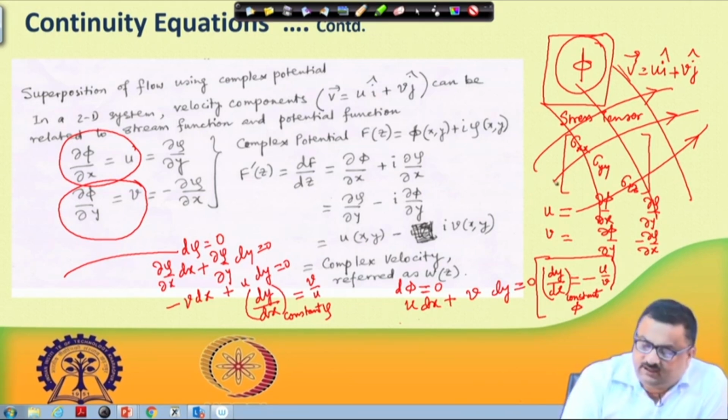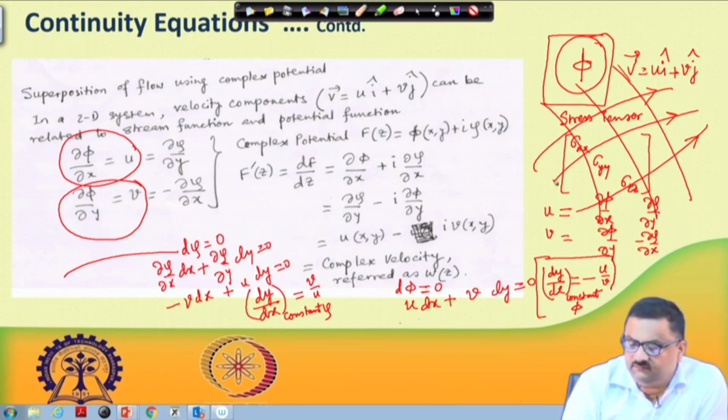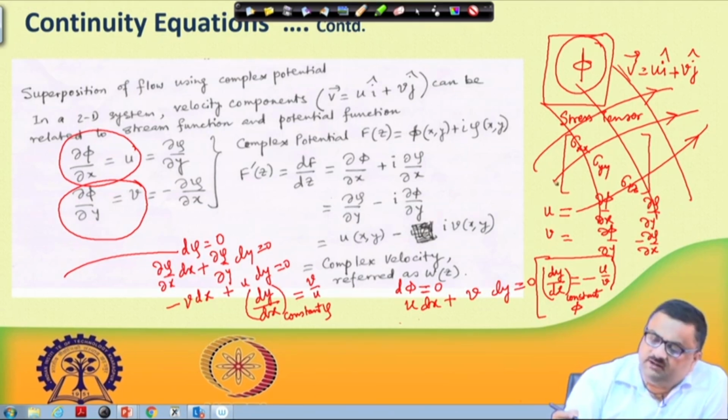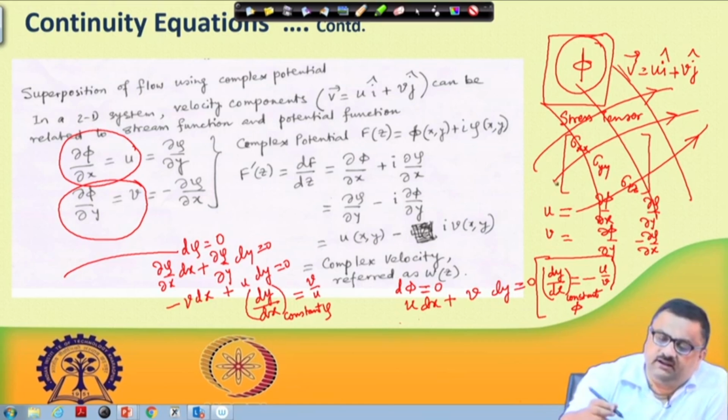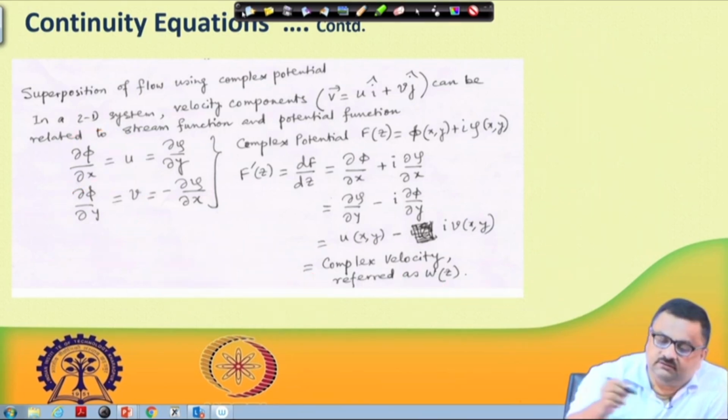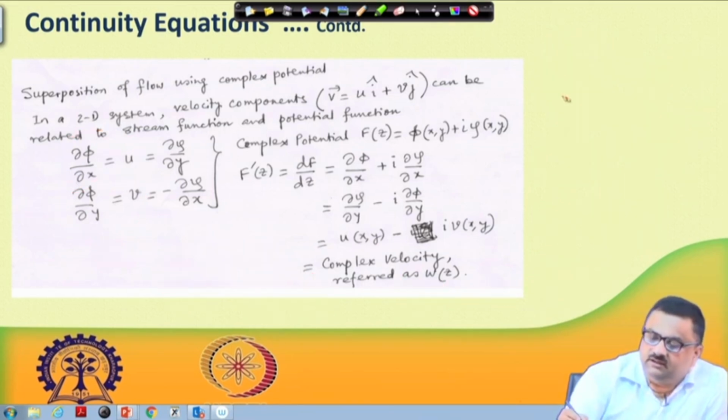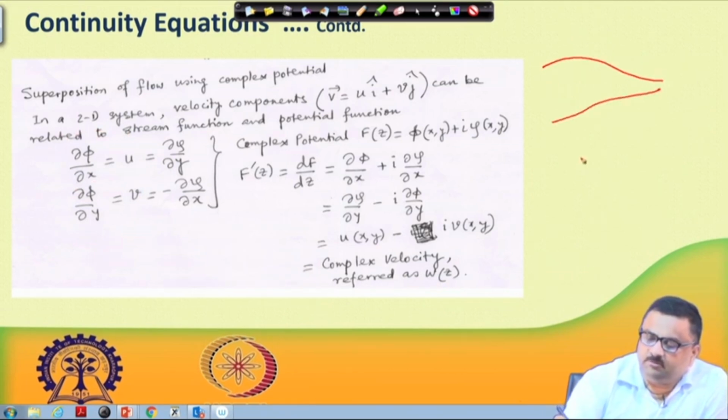So, with this understanding of streamlines and potential lines, there is another major advantage of streamlines, which is that the streamlines are drawn in such a way. Let me just clarify this. Let us say I see the streamlines are going and then coming close to each other.